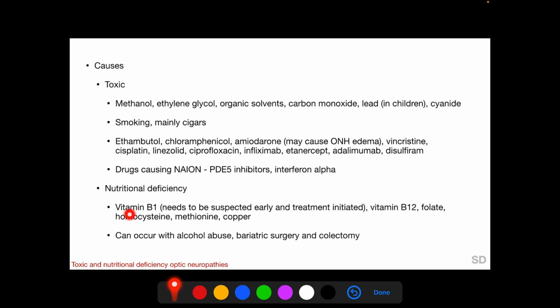Nutritional deficiency of vitamin B1, vitamin B12, folate, homocysteine, methionine, and copper may cause nutritional deficiency optic neuropathy, and vitamin B1 deficiency, also known as Wernicke's encephalopathy, may be lethal and needs to be suspected early and treatment initiated. And nutritional deficiency optic neuropathy can also occur with alcohol abuse, bariatric surgery and colectomy.